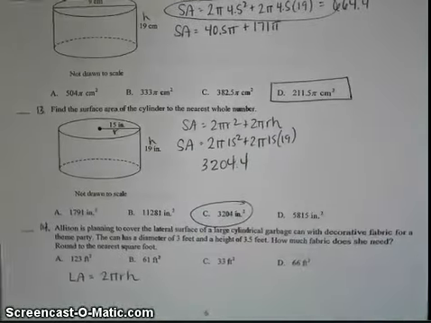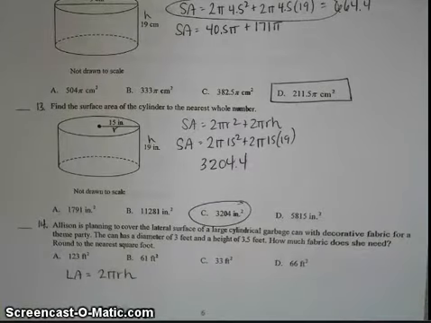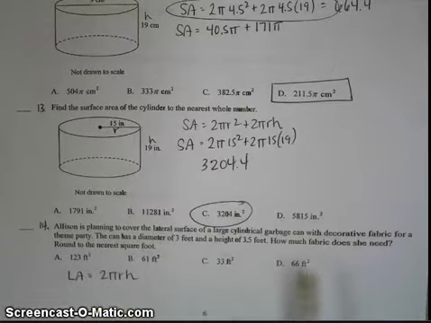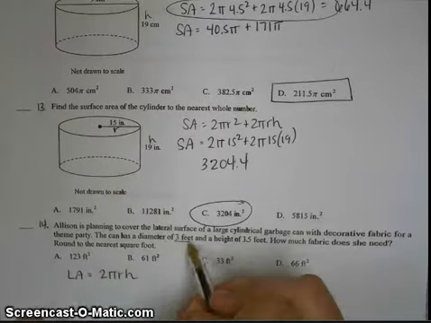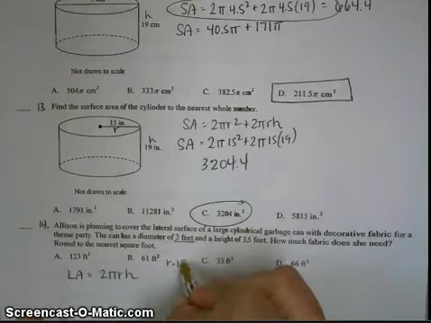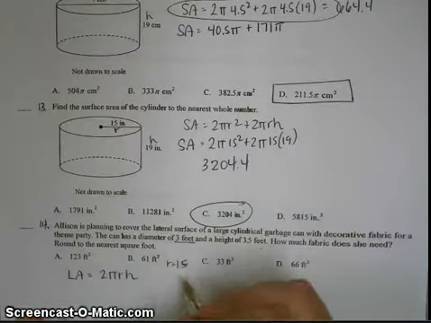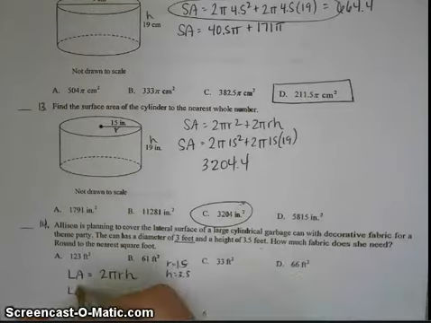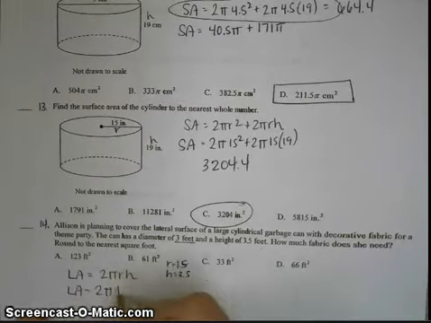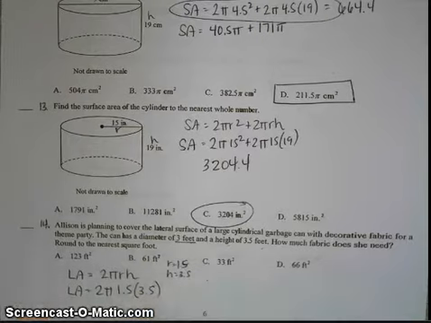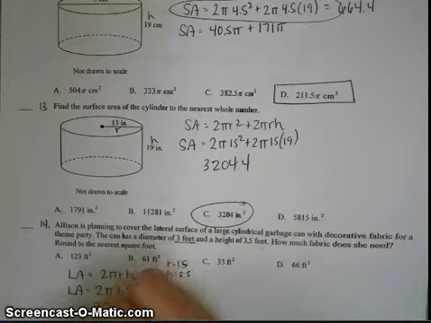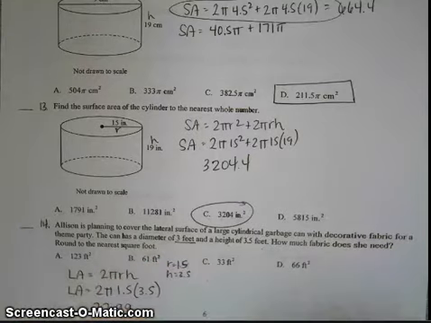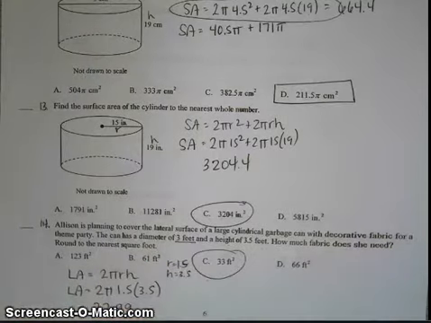Number 14. Allison is planning to cover the lateral surface area of a large cylinder. So, lateral area of a cylinder, so I need the radius and the height. Diameter is 3, so that means radius is 1.5, and the height is 3.5. So I have all the information I need. How much fabric does she need? Lateral area, 2 pi radius height, gives me 32.99. So about 33 feet squared.